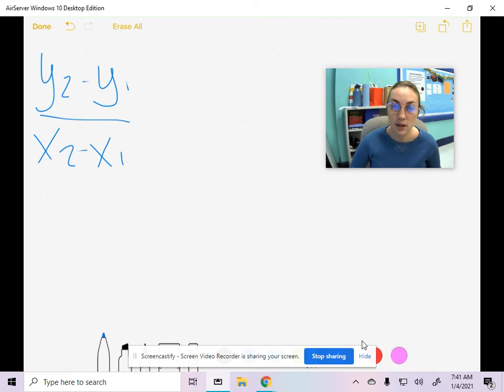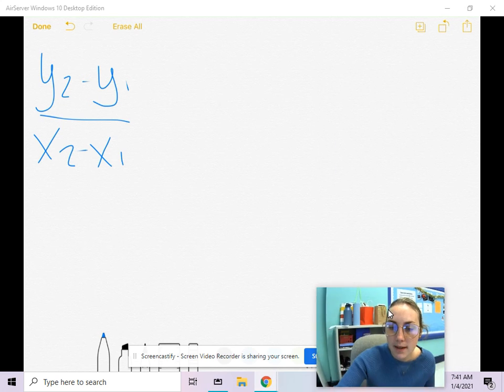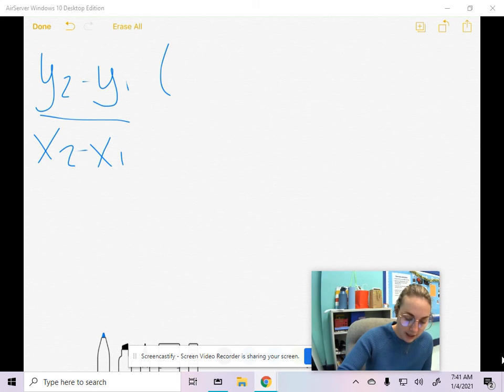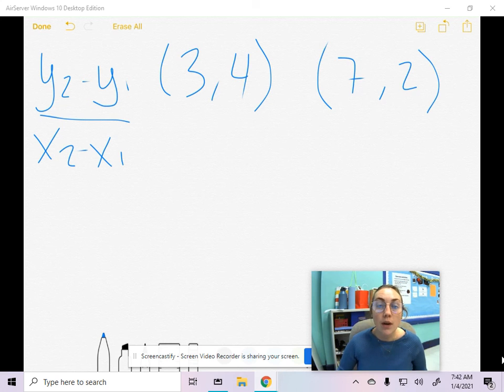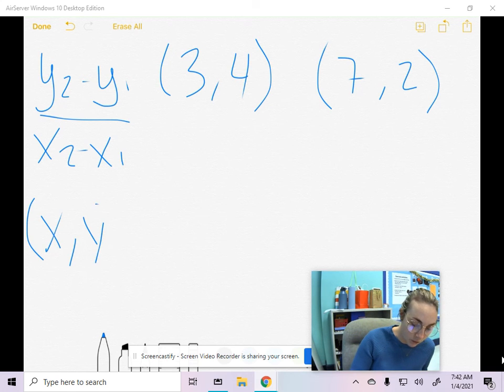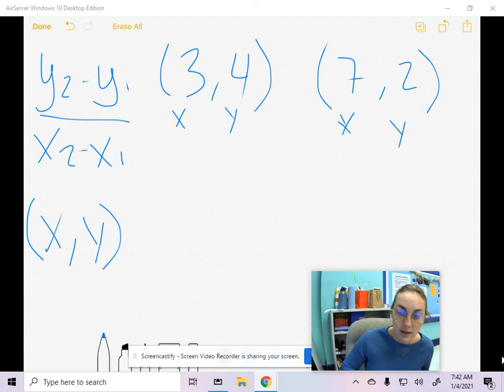All right, let's go ahead and get started. The first thing you might have is they might give you two random ordered pairs. Let me just come up with a few. Here's one, I'm going to make it 3 and 4. And then the second ordered pair, I'm going to make 7 and 2. All right. Then I have to label these. An ordered pair is always read as X and then Y. So this is an X and this is a Y, this is an X and this is a Y.